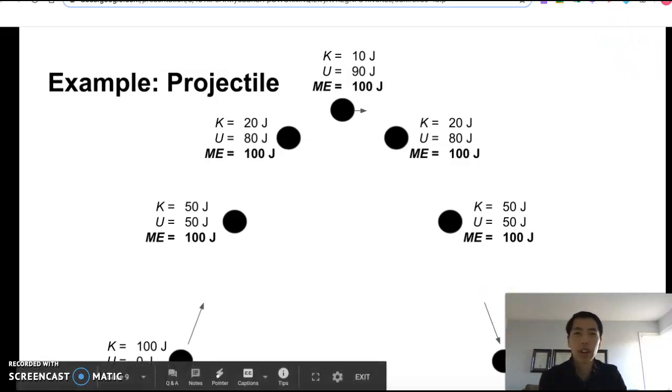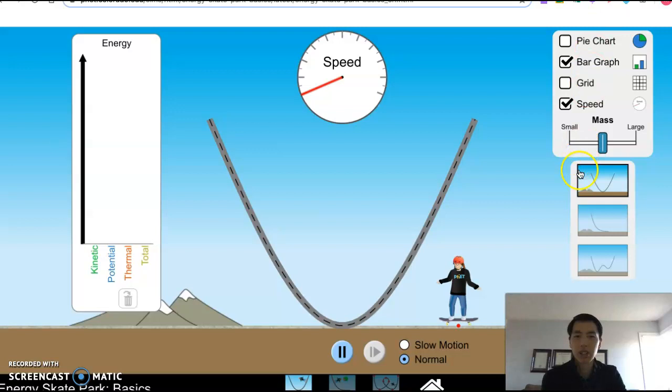I'll just show one more thing. I'll show a little cool simulation here. So there's a bar graph here showing the energy of the skateboarder. Right now everything's at 0 because she's not moving, so the kinetic energy is 0. They're on the ground, so it's not like they're high up, so the gravitational potential energy is 0. This thermal energy, which I'm going to ignore for now, and then the last bar will just be the total when you add it all up.